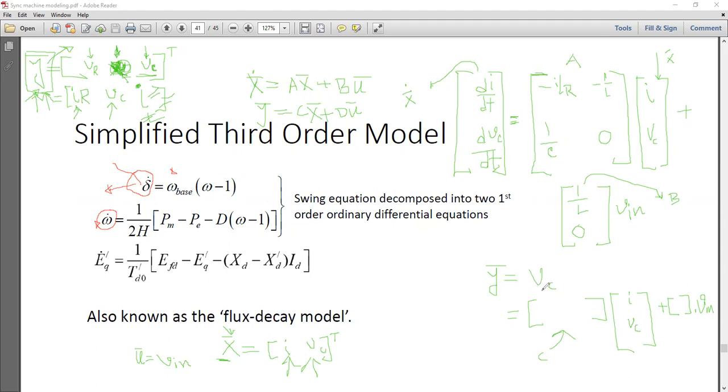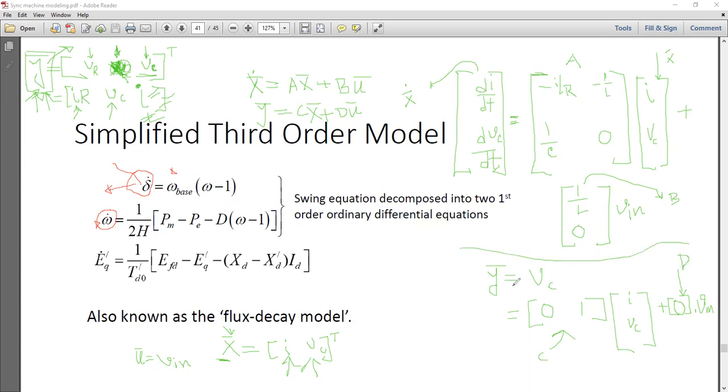What is this? Y equals Vc. So is my output any function of I? No. Is it a function of Vc? Yes, it is simply Vc. So simply 1. Is my output any function of input? No. So simply 0. So this is my D and that is my C. You get it now, the idea?